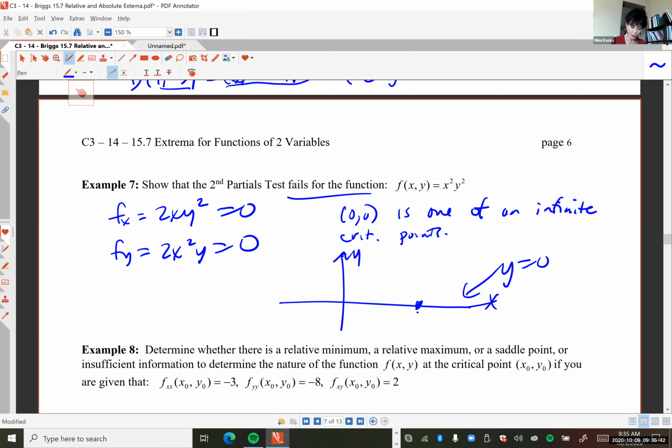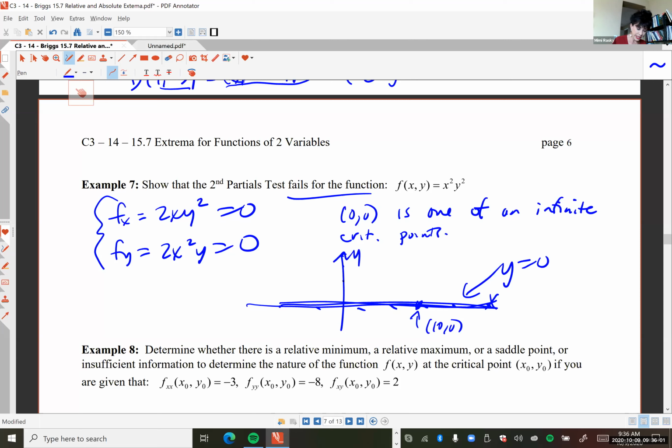Let's just say this point right here, (10, 0). Plug the point (10, 0) into this system. Do you see that it makes both of those equations go to 0? Yes, it will. So every single point that lives on the x-axis, and there are infinitely many of them, are also critical points.